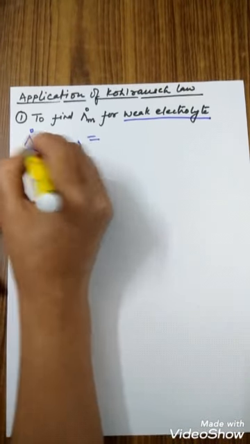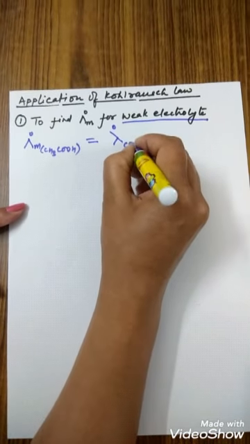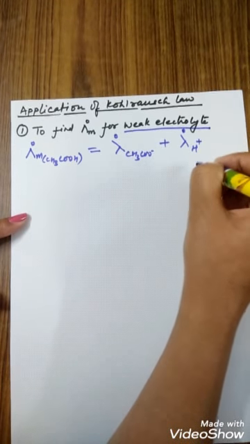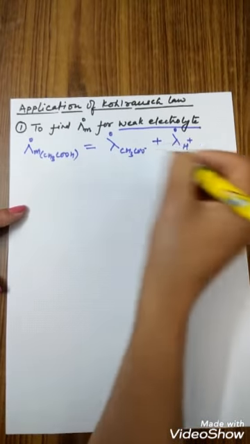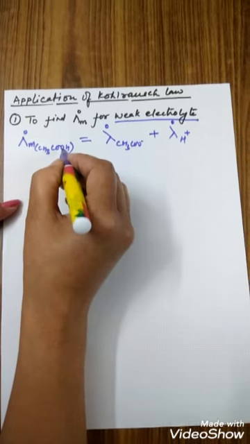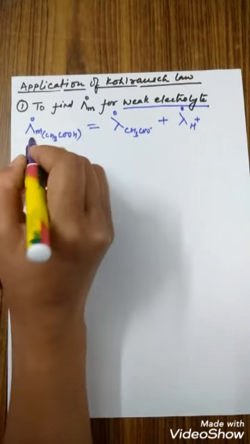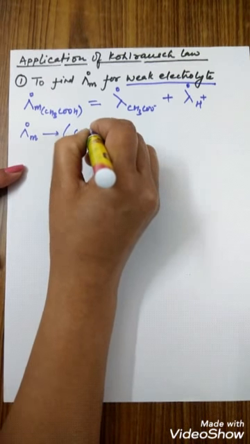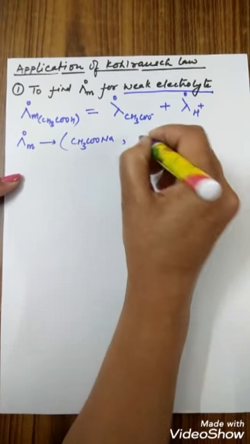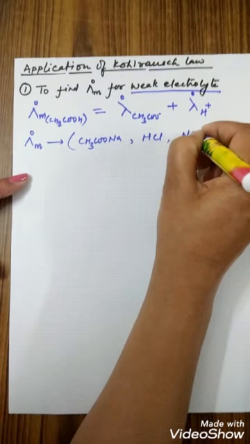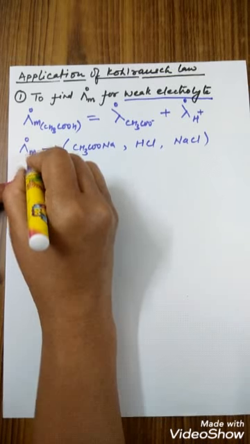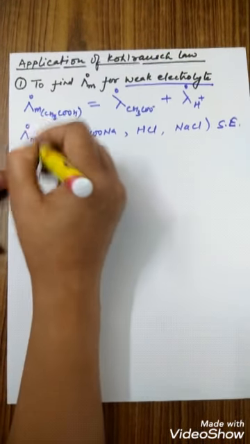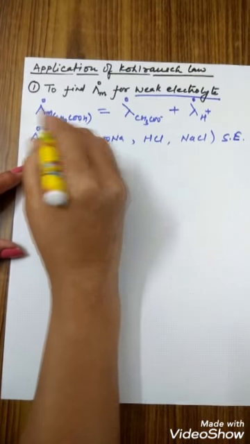By Kohlrausch law, the limiting molar conductivity of acetic acid would be equal to the ionic conductance of acetate ion plus the ionic conductance of H plus ion. So if we get these values on the basis of Kohlrausch law, we can find lambda m naught for acetic acid. Now, how will we get it? For acetic acid, we will take lambda m naught of 3 strong electrolytes. Which would be these 3 strong electrolytes? They would be CH3COONa, HCl, and the third one NaCl. And from where will we get their lambda m naught values? By the graphical method.